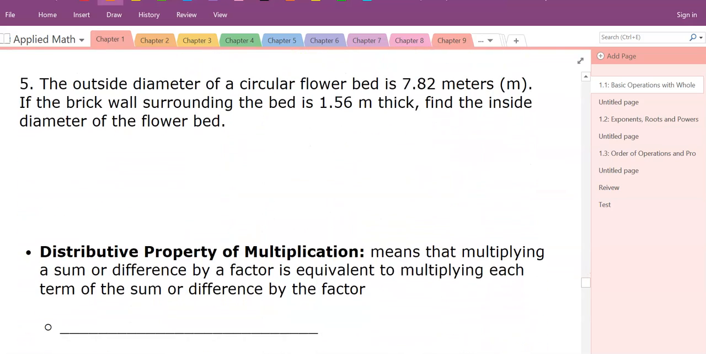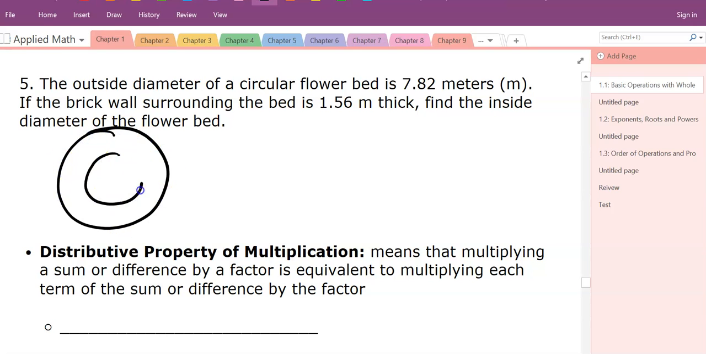For this one, it says that the outside diameter of a circular flower bed is 7.82 meters, and we have a brick wall that surrounds it that's 1.56 meters thick. They want us to find the inside diameter. So the outside diameter is at 7.82. Now the brick wall, if we think about what this looks like as a picture like this, we're trying to figure out how wide this is.